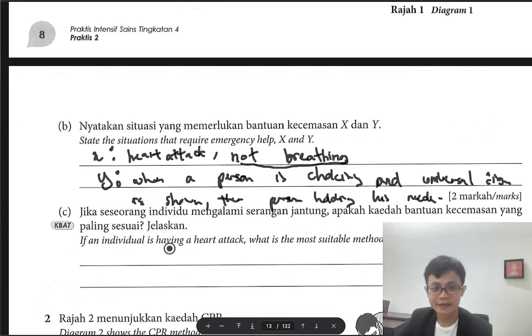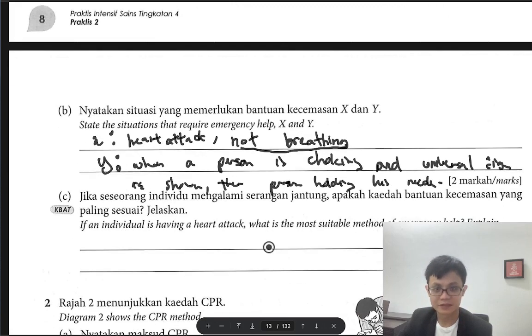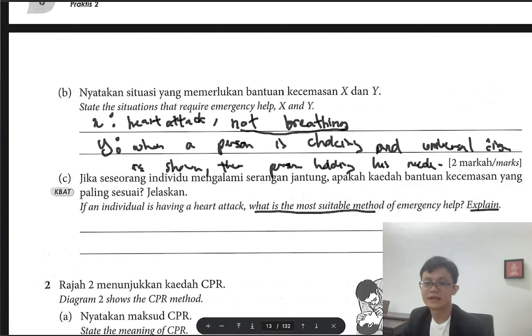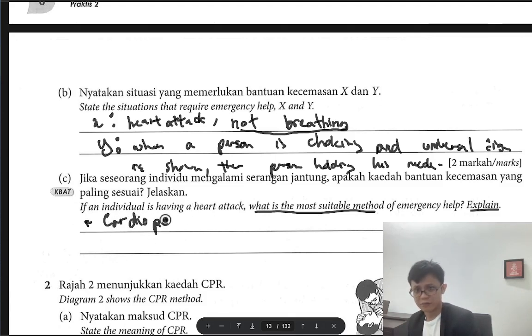If an individual is having a heart attack, what is the most suitable method of emergency help? Explain. So there are two questions. The first question is, which method is most suitable and why? What is the most suitable method? Of course it is CPR, but you don't write CPR. You just write the full word because the marking scheme is the full word. Cardiopulmonary resuscitation.